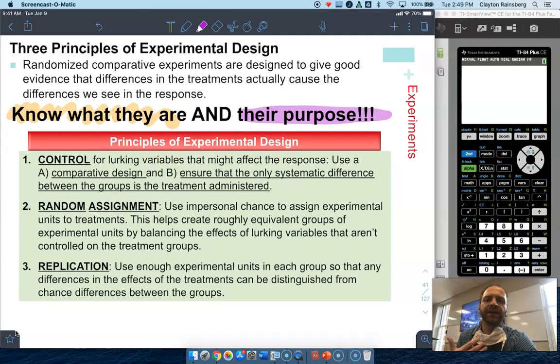We want to use enough experimental units in each group so that any differences that we measure in the effects of the treatment can be distinguished from chance. It didn't just happen because of chance, it happened because of the treatment. We use enough subjects so that when we measure the response, we can make a statement saying that this effect happened because of this cause. We can look at the response and say that treatment did this and that treatment did this.